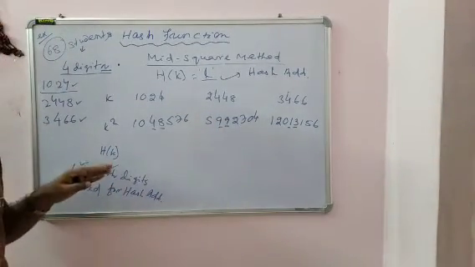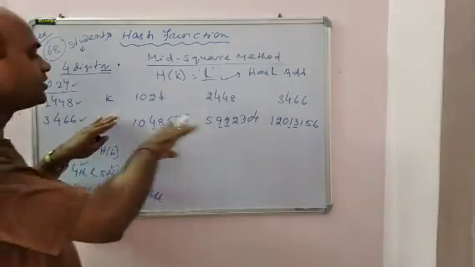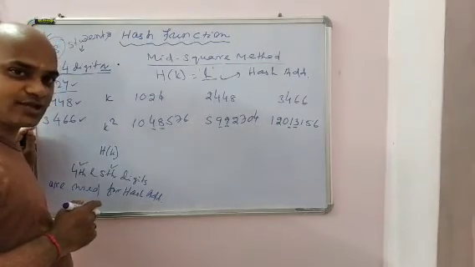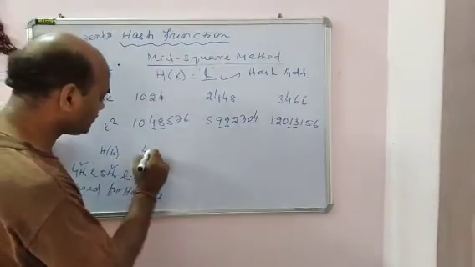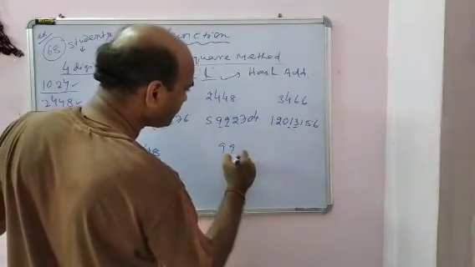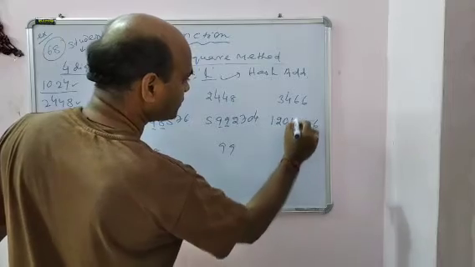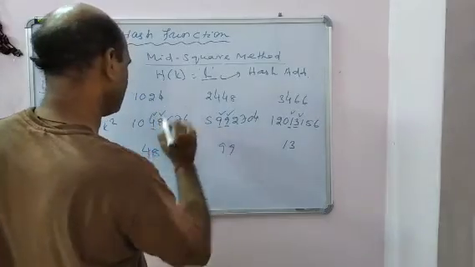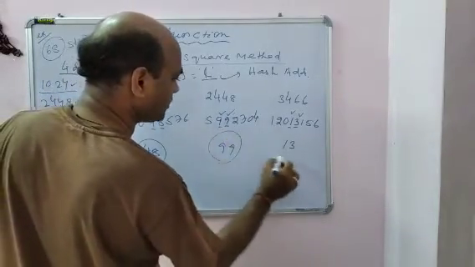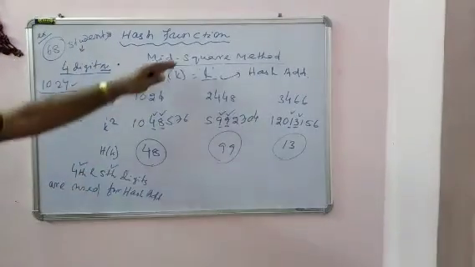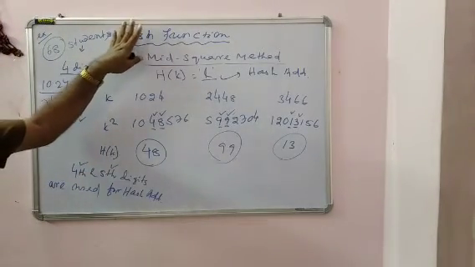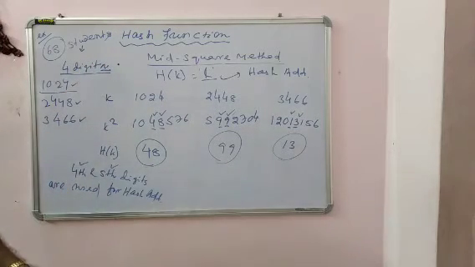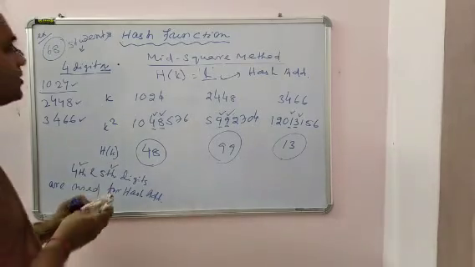We can eliminate all the other digits. By eliminating all the digits and accepting the fourth and fifth digits of this k square from the right side, we get 48, 99 and 30. So these are the hash addresses, which we can obtain by using the mid square method. Okay, so this is another hash function. Now let us look at another type of hash function, that is the folding method.